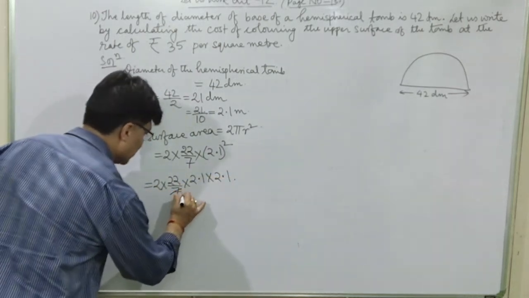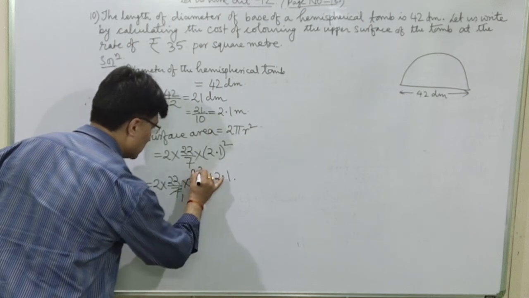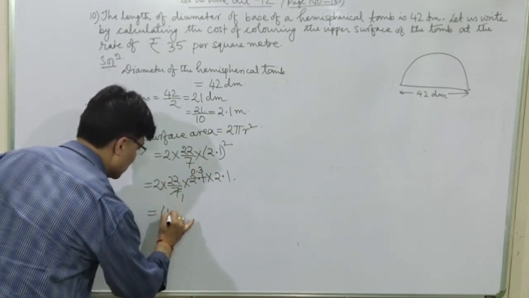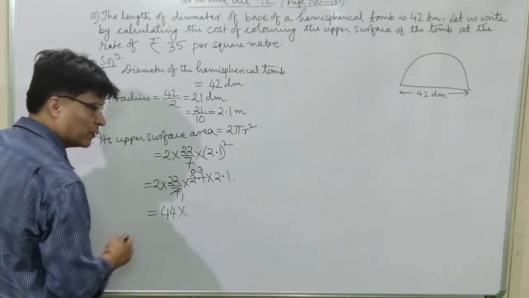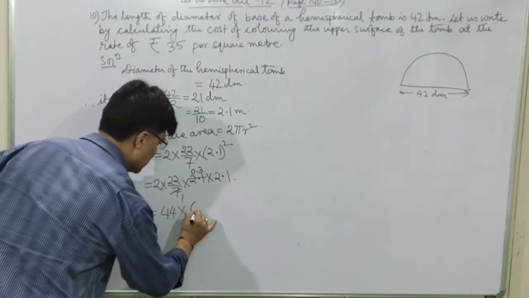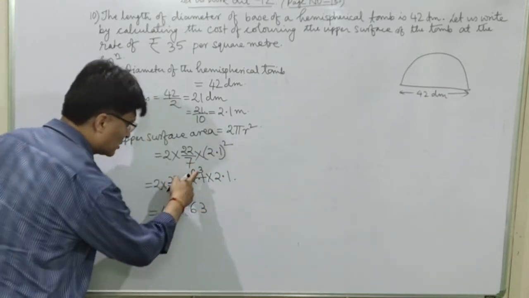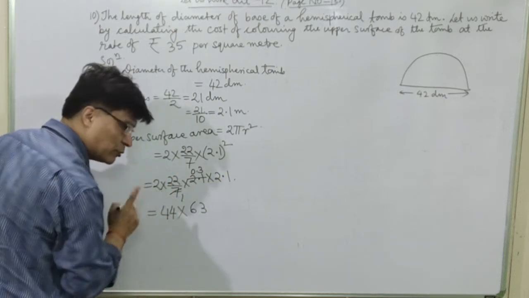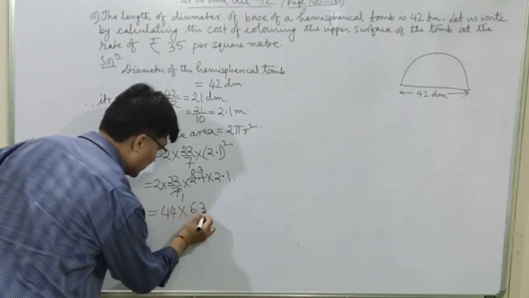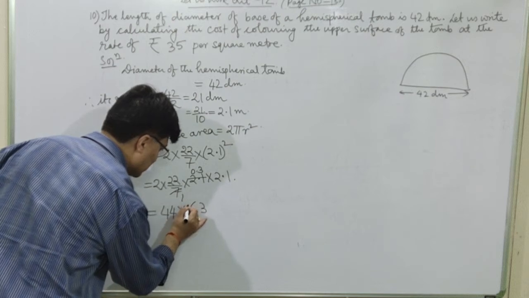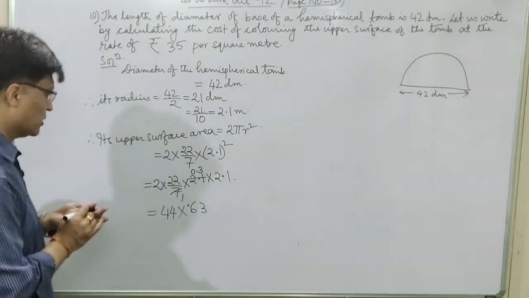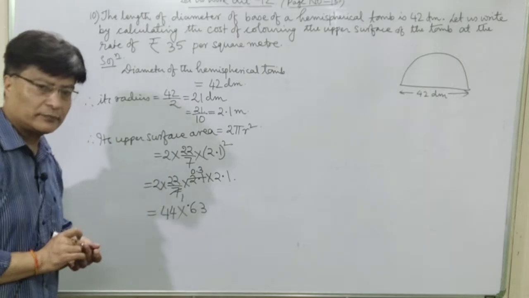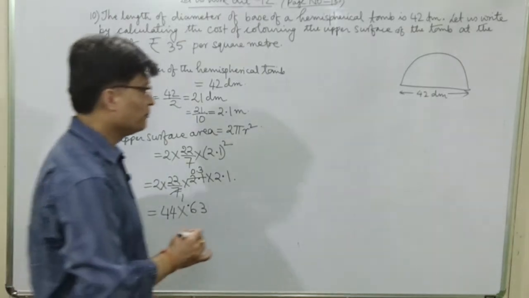Right? So 7 ones are 7. This is 0.3. This is 2 into 22, 44. So 3 into 21 is 63. After decimal point there is one figure, after decimal point there is one figure, 1 plus 1 is 2. So you have to write down the decimal point before two figures, that is before 3 and 6 you will write down the decimal point. Okay?